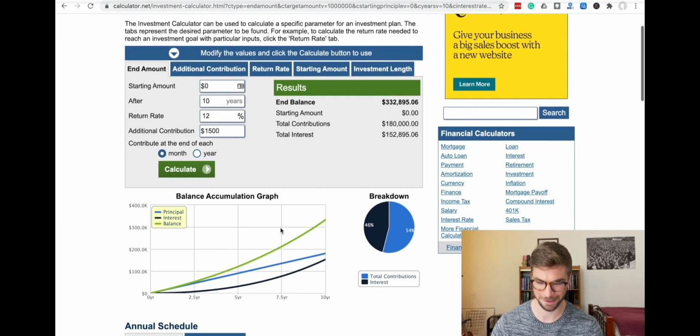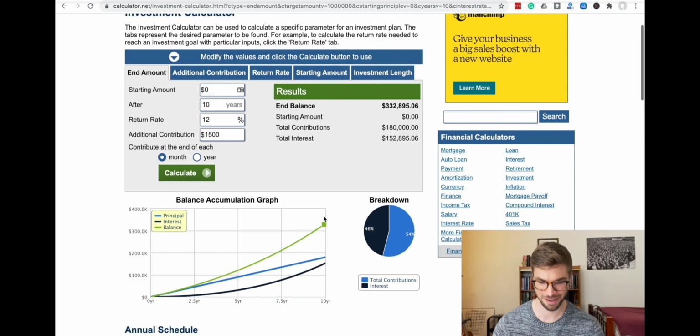I mean, so you put in that $1,500, and at the end of 10 years, you have around $300,000. And the breakdown here is, you have 46% interest, 54% contribution. You can see the line graph here. What I would say is it's still worth it. It's never too late to start investing. And look at this. I mean, the total contribution is $180,000, but what you end up with is $332,000. Like, that is totally worth it.